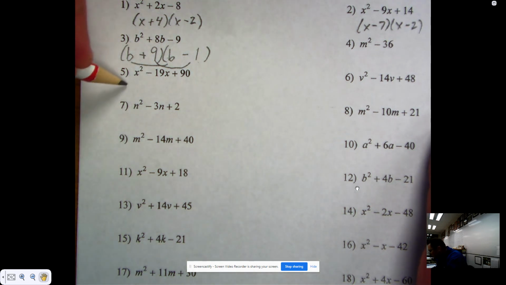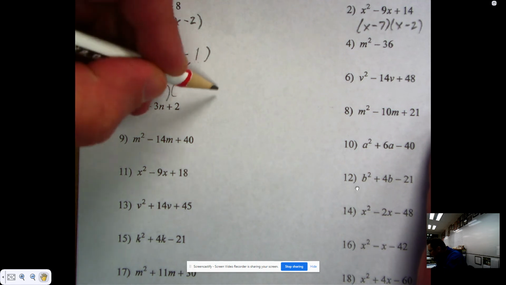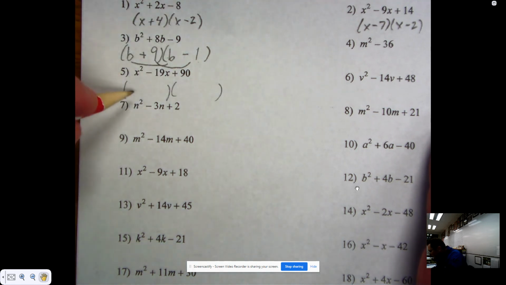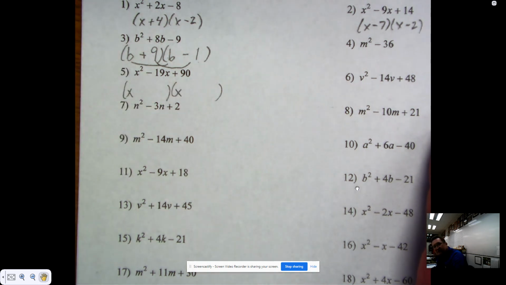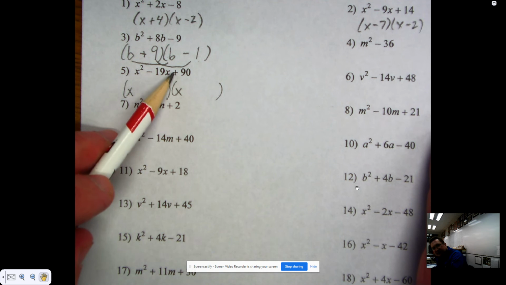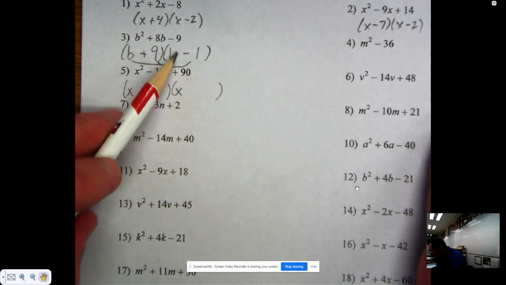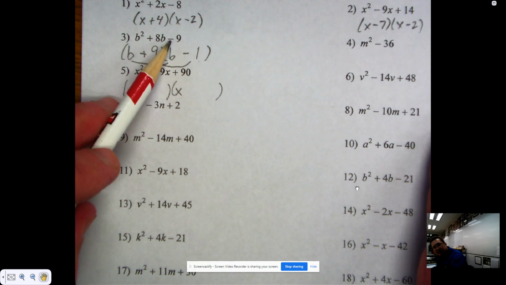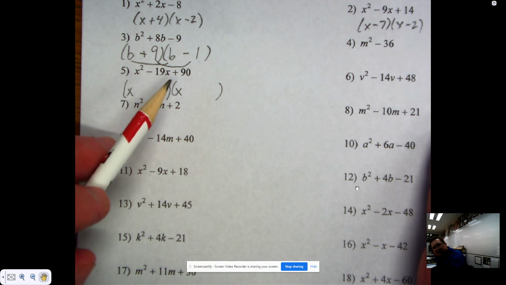You can see, to the one below it, that in this case we have x squared, so we'll put an x here and an x there. And so we need two numbers in this case to multiply to 90. And see, this plus sign is different than the last one. On the last one, we had a minus sign. And so on that one we needed two numbers to multiply to 9 that have a difference of 8. That's because of this minus sign. On this question 5 here, we need two numbers to multiply to 90, but that add to 19.